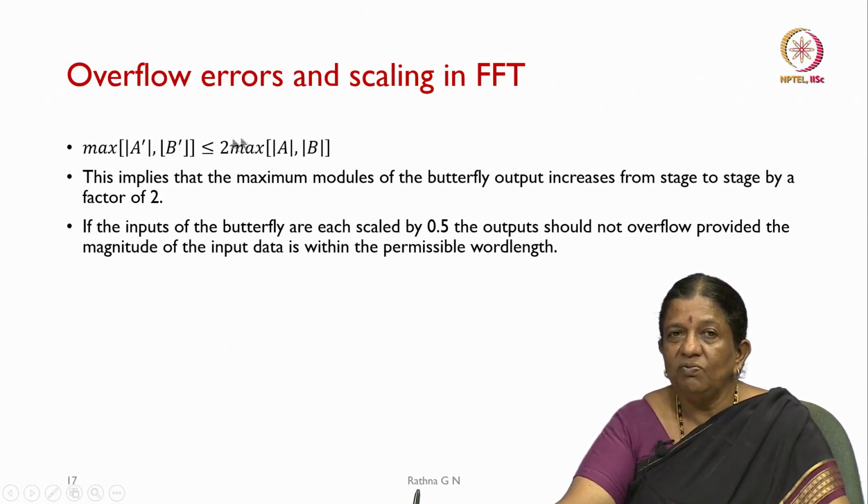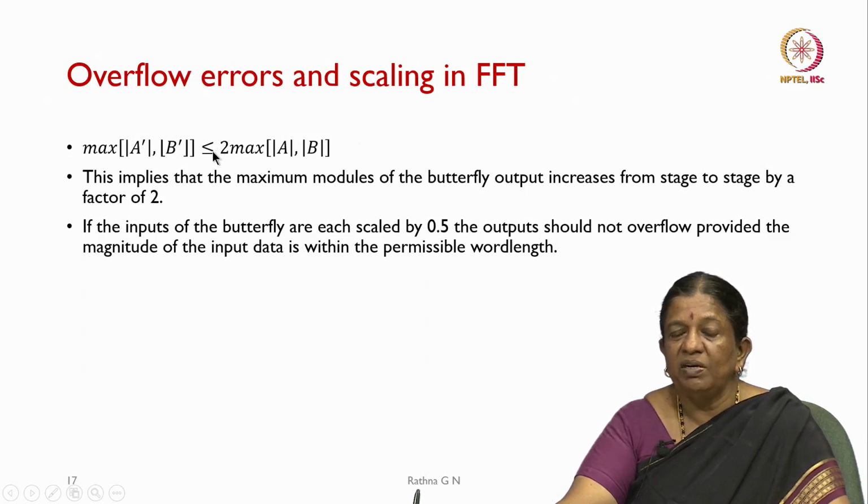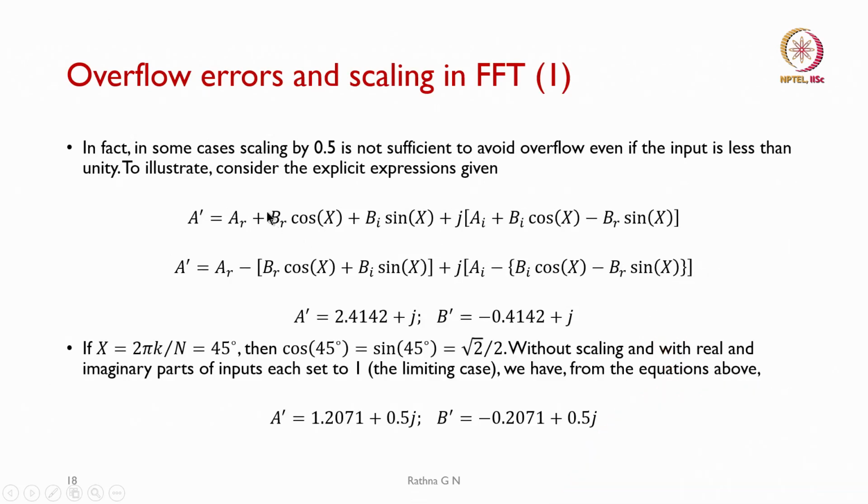So, we said that for overflow errors and scaling in FFT, you will be making a dash equal to 1 and b dash equal to 1. In that case it will be less than or equal to 2 times the max of a and b. So, this implies that the maximum modulus of the butterfly output increases from stage to stage by a factor of 2. So, if the inputs of each butterfly are scaled by 0.5, the output should not overflow, provided the magnitude of the input data is within the permissible word length. So, how we have considered 0.5 as the scaling factor and derived the magnitude is illustrated by this example.